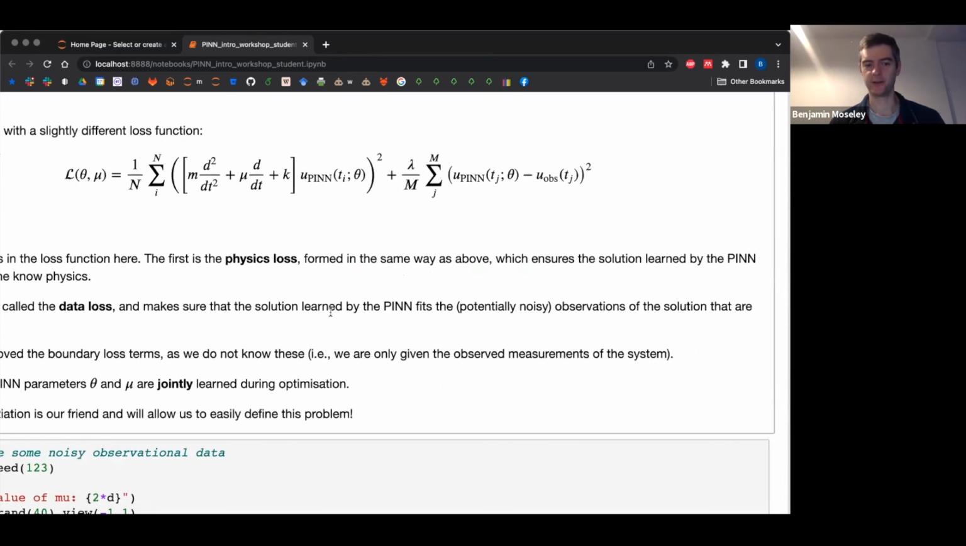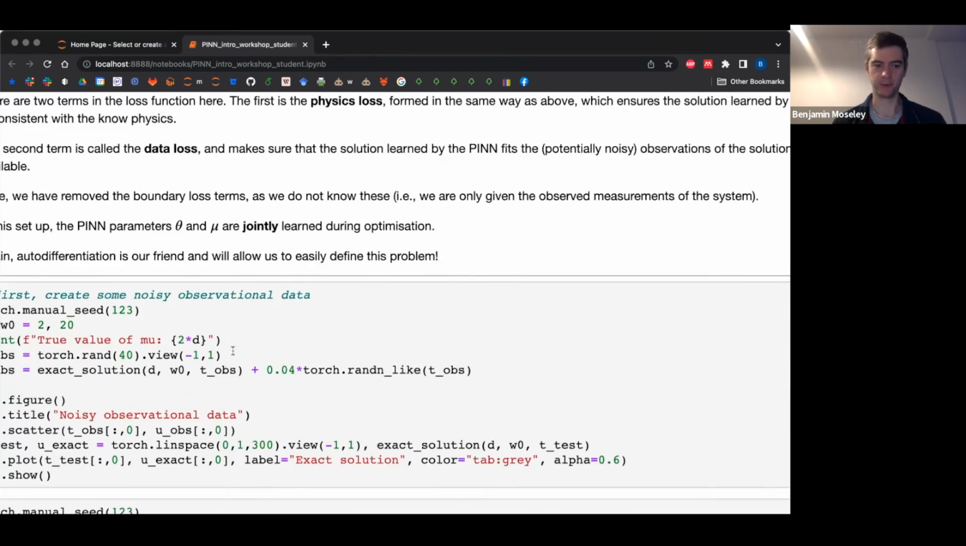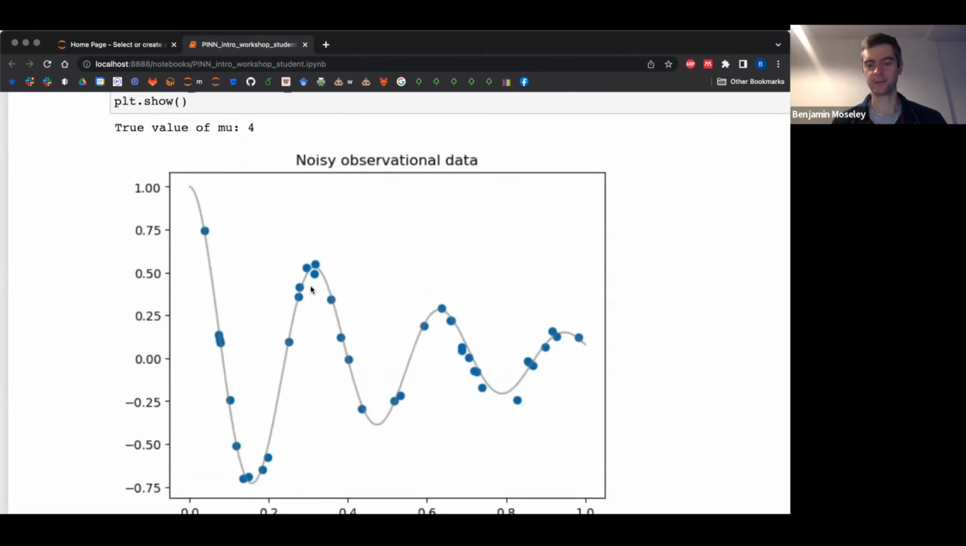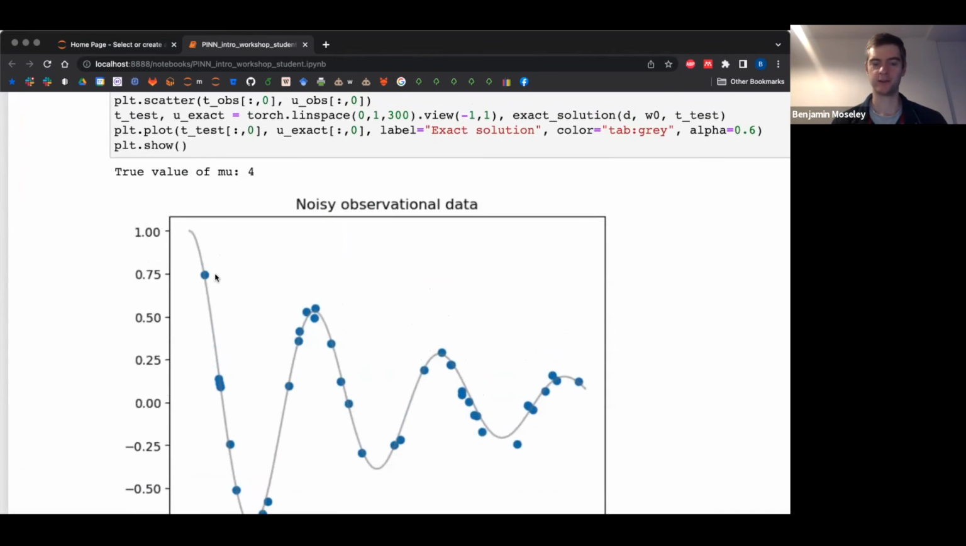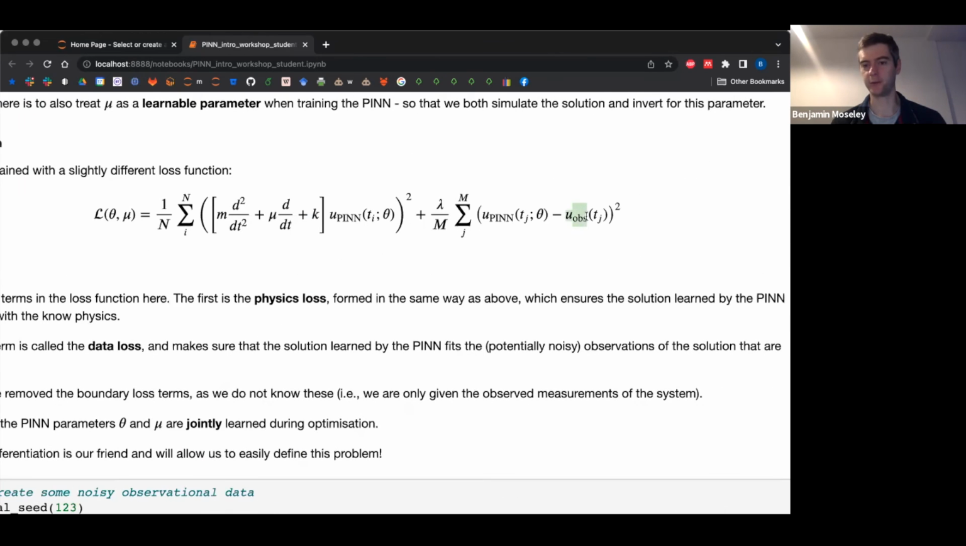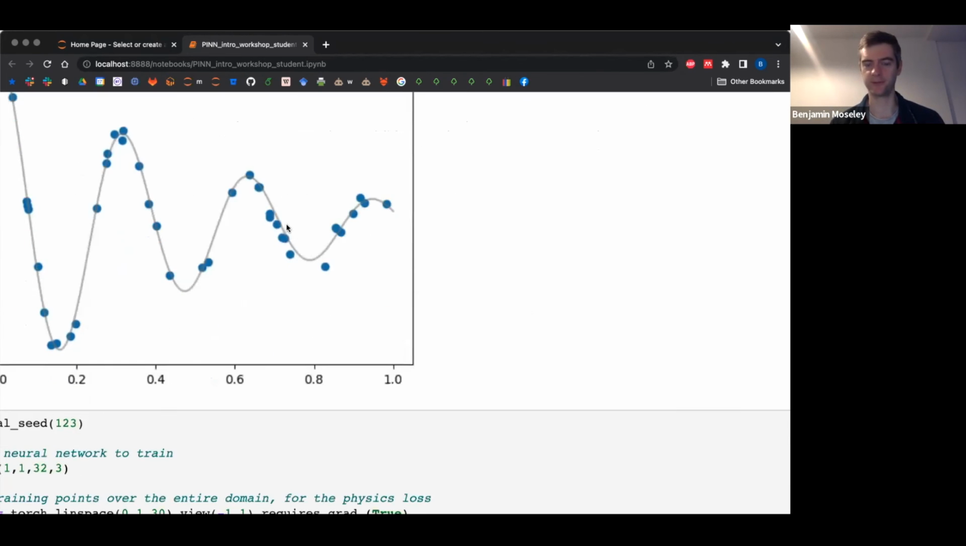So let me show you a picture that might help you understand this a bit more. This code here is just going to create some noisy observational data. I'm sampling from that expected solution, but adding a bit of Gaussian noise to it as well. These blue points are the observed points that we're going to use for the data loss, the second term in the loss function. The PINN needs to satisfy the physics at those regular points that I already have, and it also needs to match these observed noisy points.